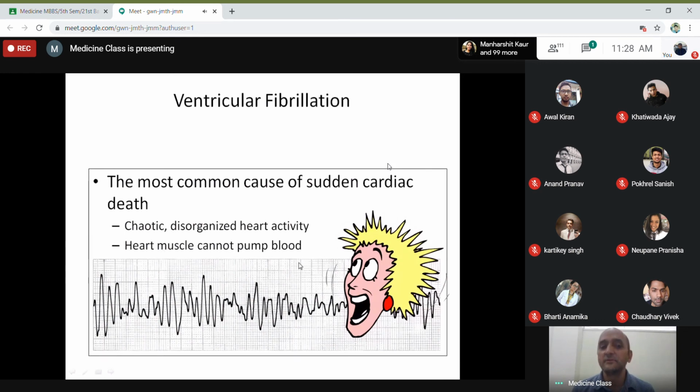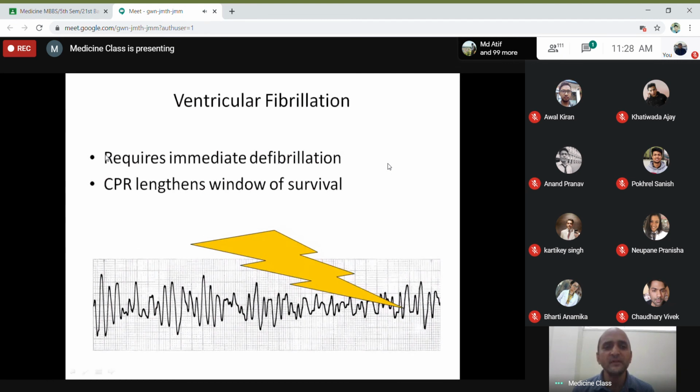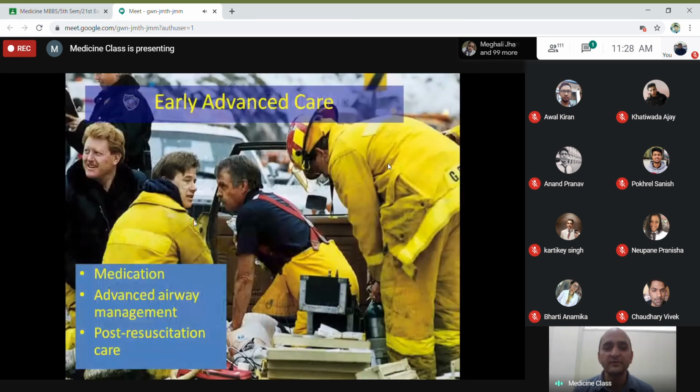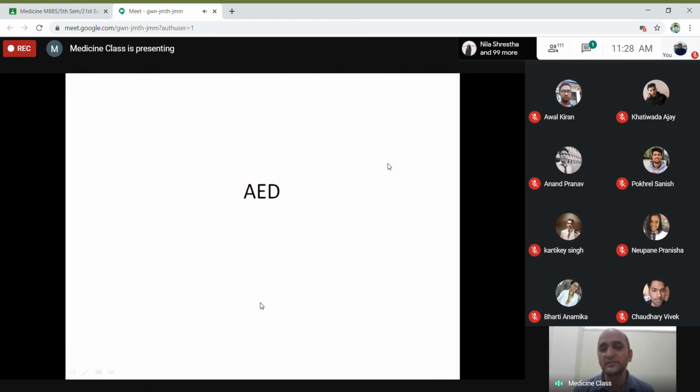only with defibrillation, not with the pump. Okay. Then in ventricular fibrillation, it is immediate defibrillation, CPR, and then the window of survival here. Okay. Early advanced care medication here, advanced airway management and post-resuscitation care to be maintained here, and the patient immediately to be shifted to the ICU or CCU.